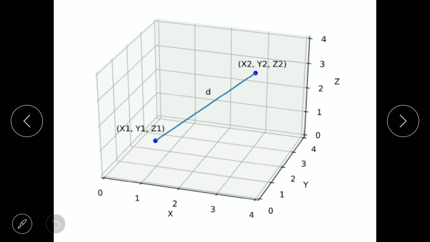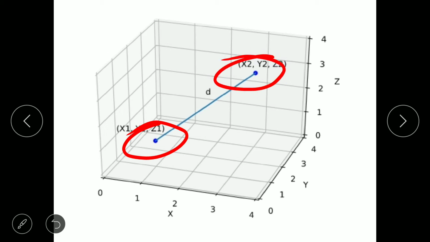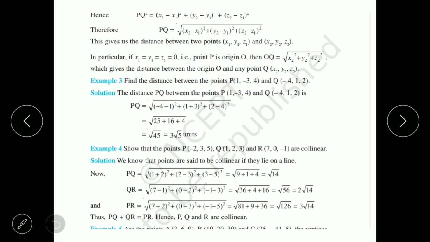Now look here, one point is x1 y1 z1 and the other point is x2 y2 z2. Now we want to find the distance between these 2 points. Now what is the distance formula? I will explain to you. Though you are aware of it, I'll still show it to you here.